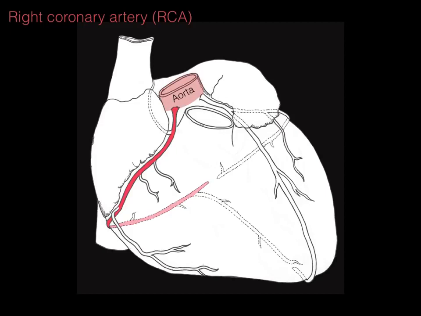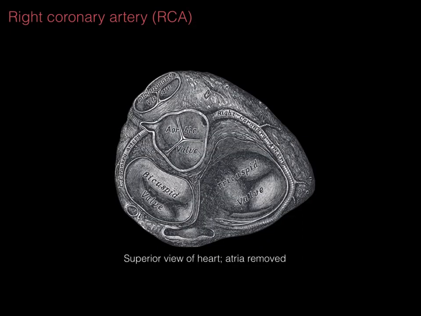Now let's take a look at a superior view of the heart, and the atria have been removed, and there's the anterior surface, and that's the right side. In red, there's the aorta with the aortic valve, and the right cusp of the aortic valve is highlighted, and there in black, that's where the opening for the right coronary artery arises just superior to that right aortic cusp, and that right coronary artery flows in the coronary sulcus along the top of the heart.